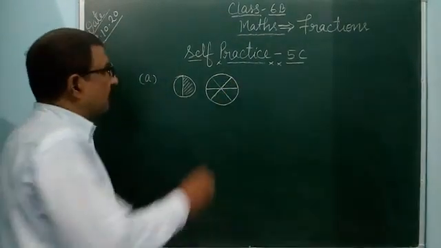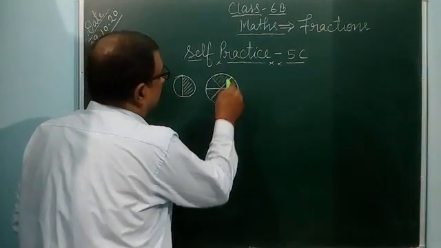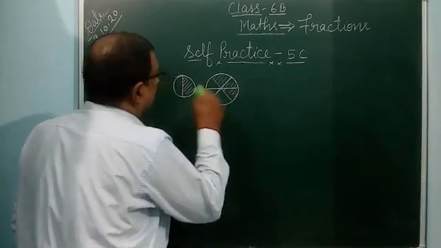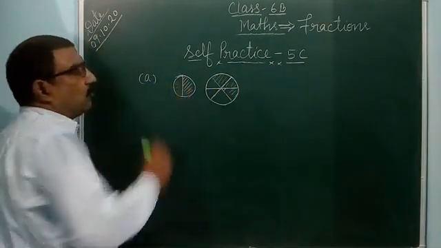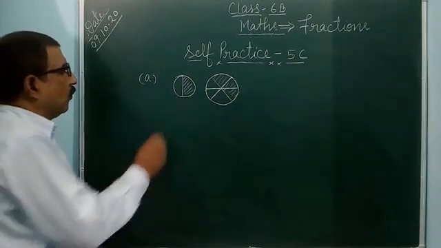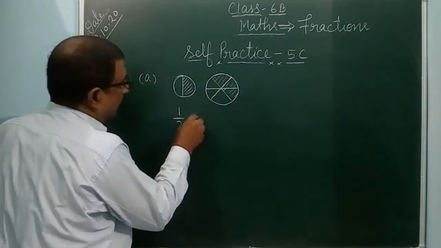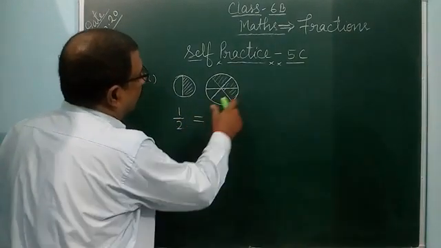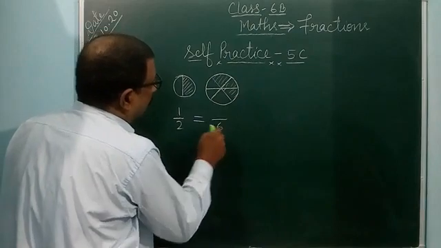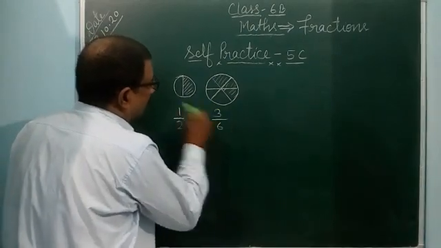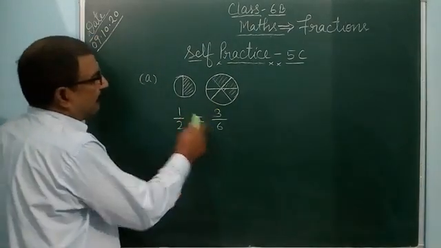Out of 6, 3 parts are shaded. 3 equal parts are shaded. So you can see out of 2 parts, 1 by 2 is equal to out of 6, how many parts? 3 parts shaded. So 1 by 2 is equal to 3 by 6.